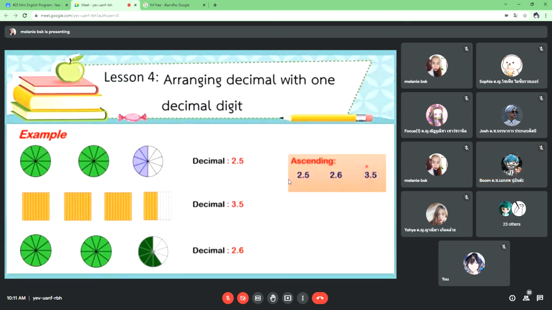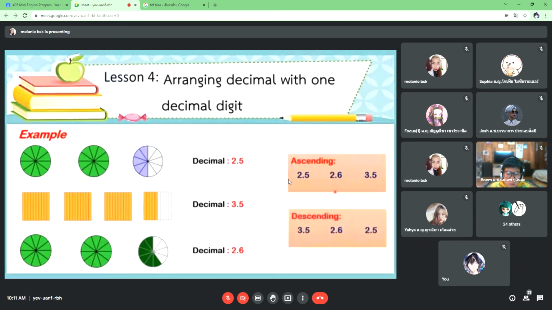Then the next one is, since the whole number is the biggest, which is 3, then you are going to write 3 in the last number. So ascending number is small to big number. This one is the smallest and this one is the biggest. So that is ascending.